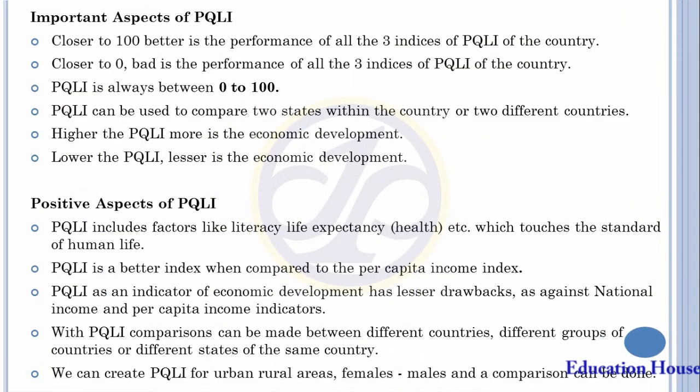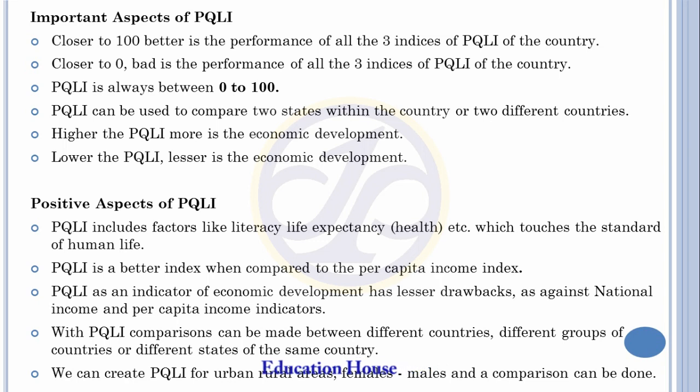As per the importance, I explain to you. It is always calculated from 0 to 100. Nearer to 0 is a worse development of the country, and higher than or nearer to 100 is the superior development of the country. In this way, economic development can be considered.